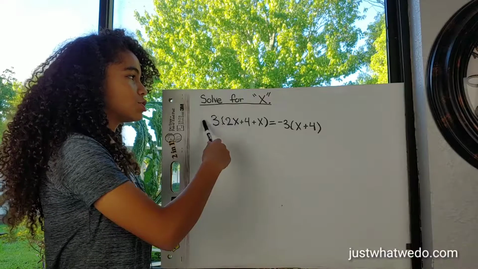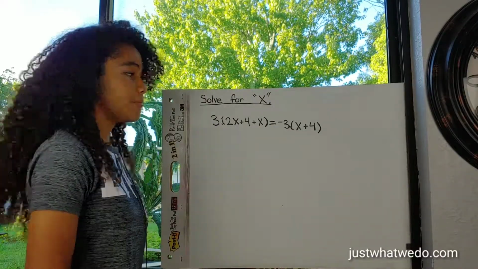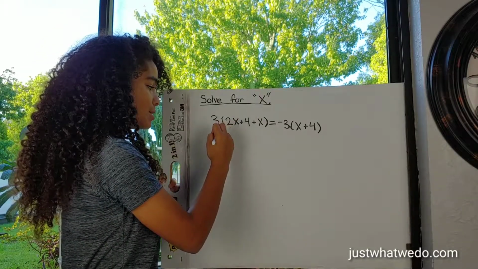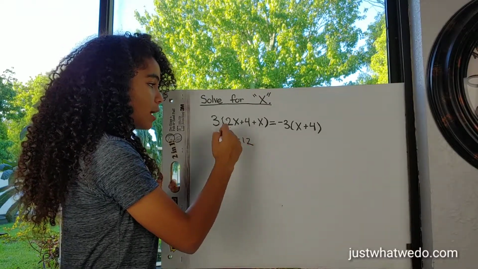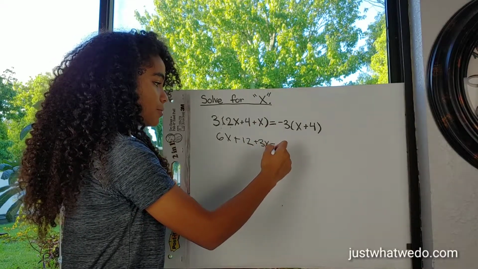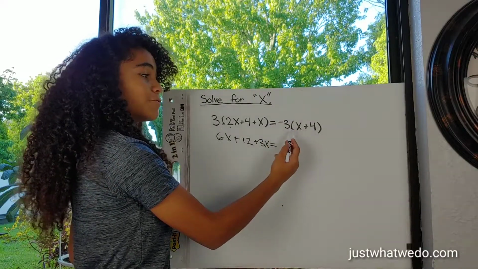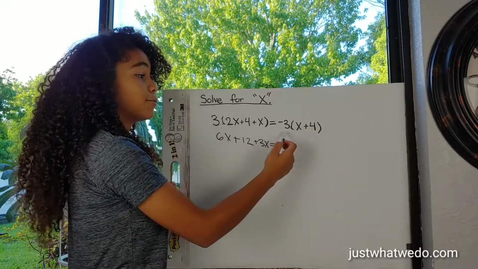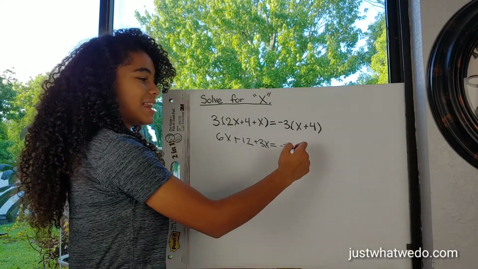The instructions are solve for x. So the first thing we're going to do is use the distributive property. We're going to do 3 times 2x, which is 6x, plus 3 times 4 is 12, and 3 times x is 3x, equals, and then we do the same thing on this side with the distributive property. Negative 3 times x equals negative 3x. Negative 3 times 4 equals, a negative times a positive is a negative, negative 12.